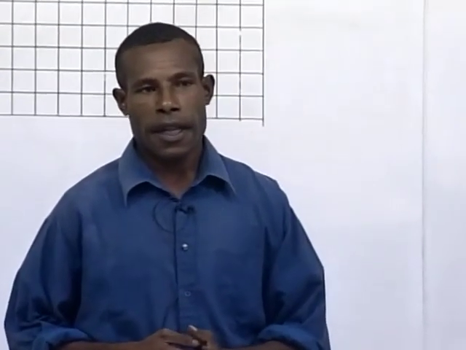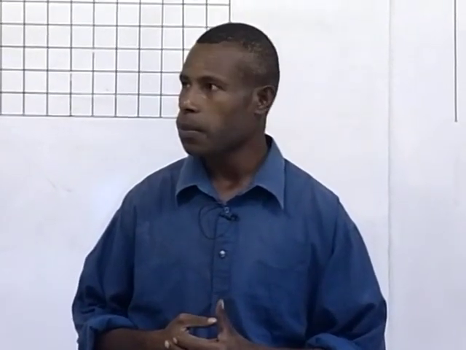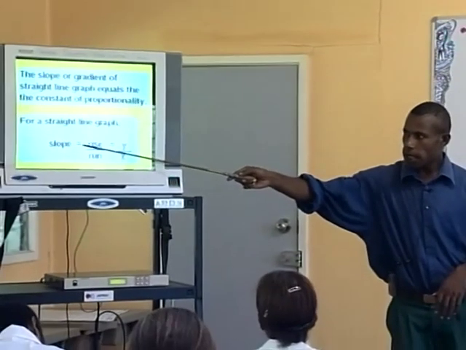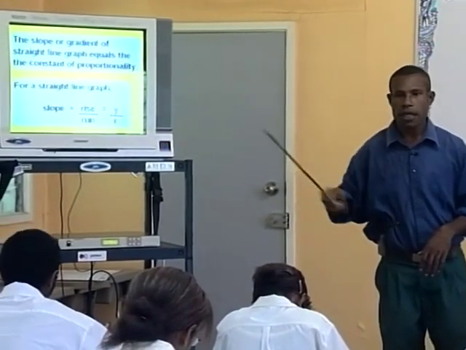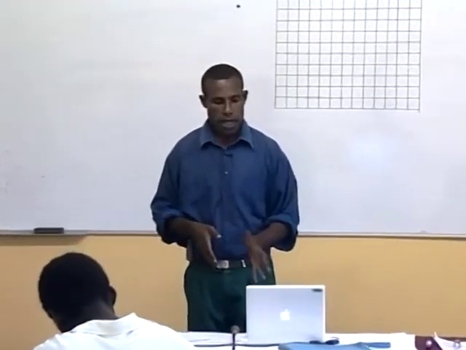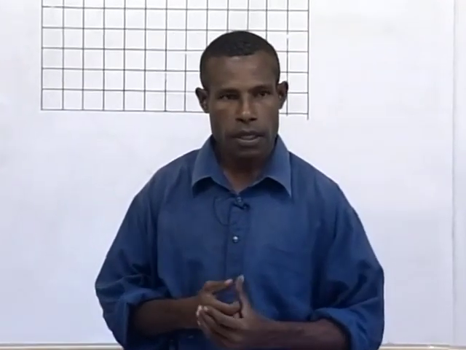Right. Okay, that is the definition of the slope. The slope or gradient of a straight line graph is the constant of proportionality, right? And it is given by this equation as slope equals rise over the run, or y over x. Right, quickly have that one done. I will give you two more slides, then I will go through my explanation, and after that I will give you the activity.